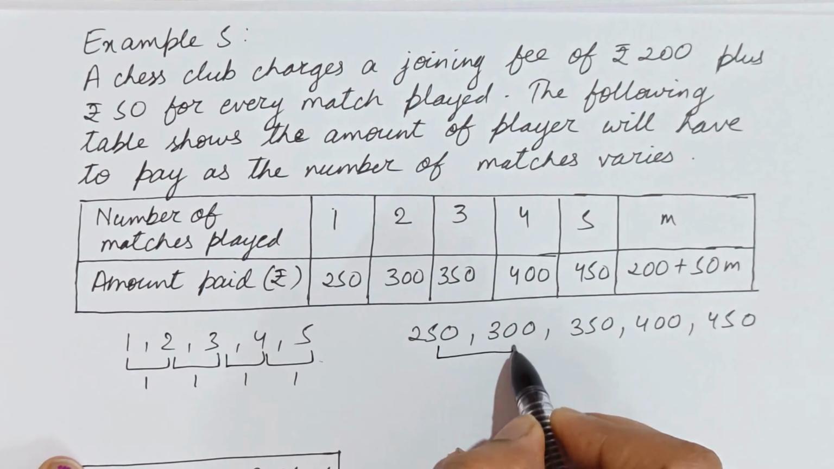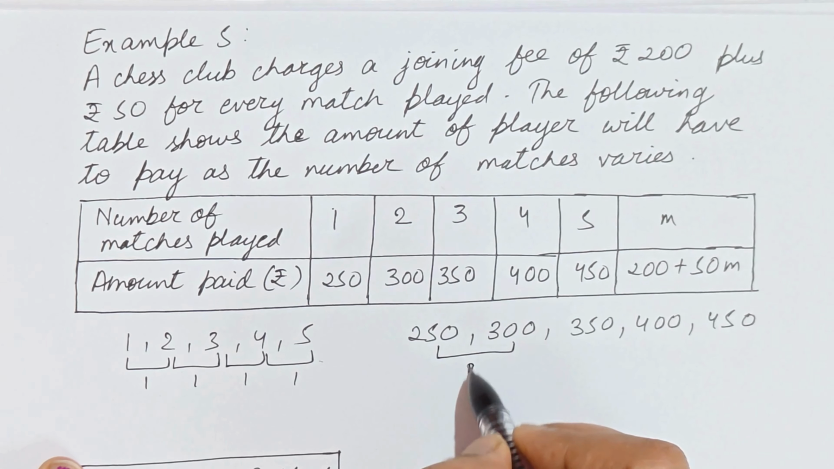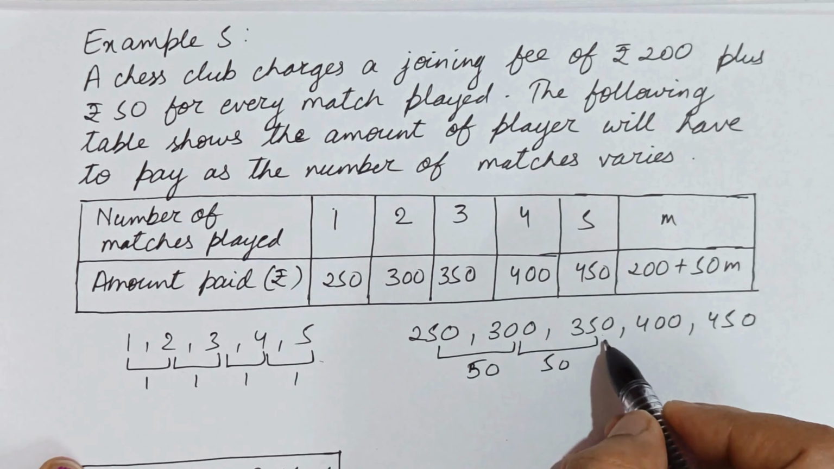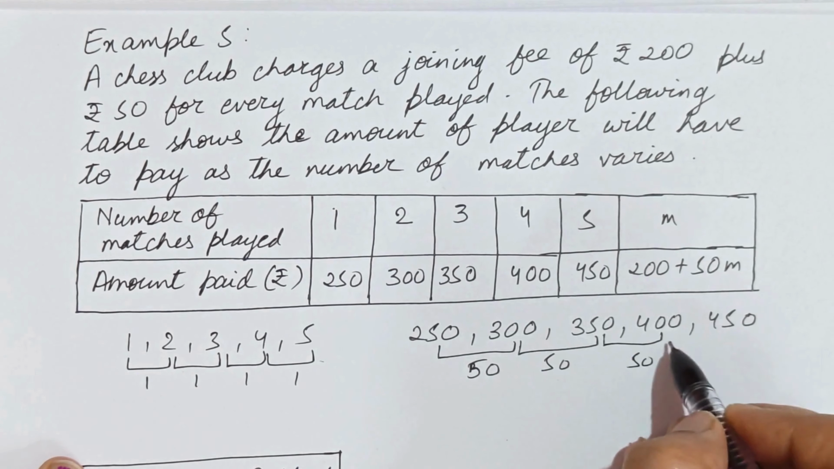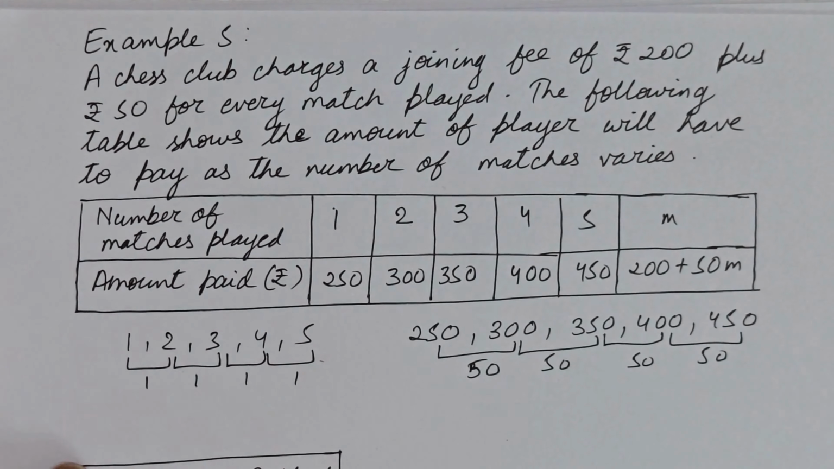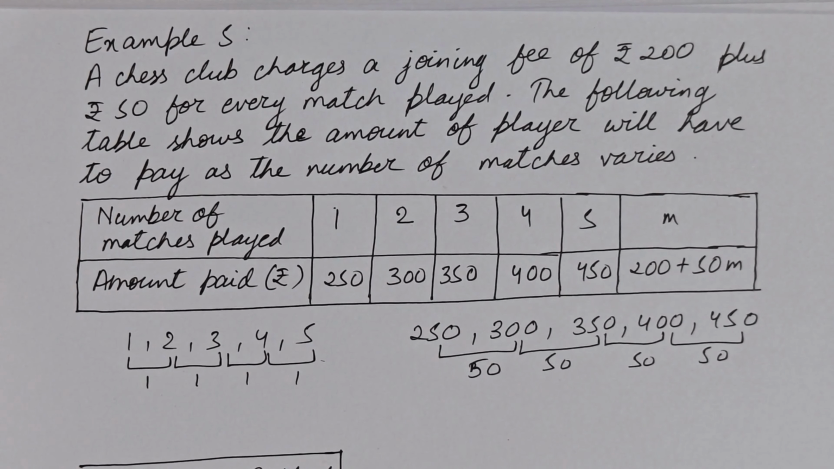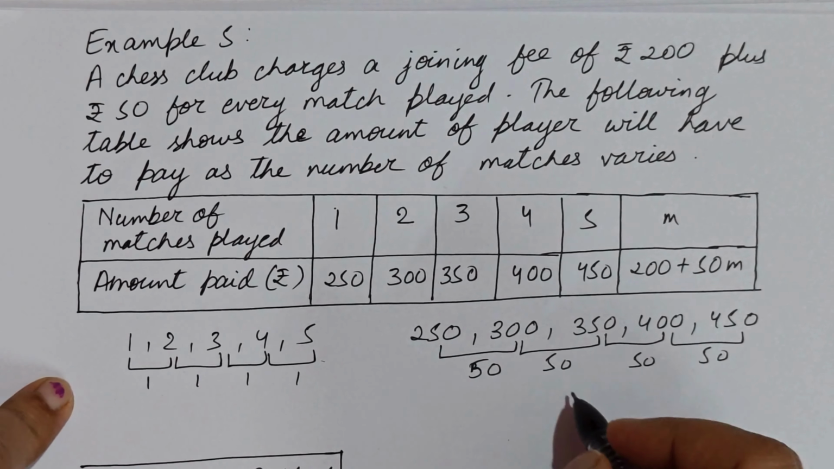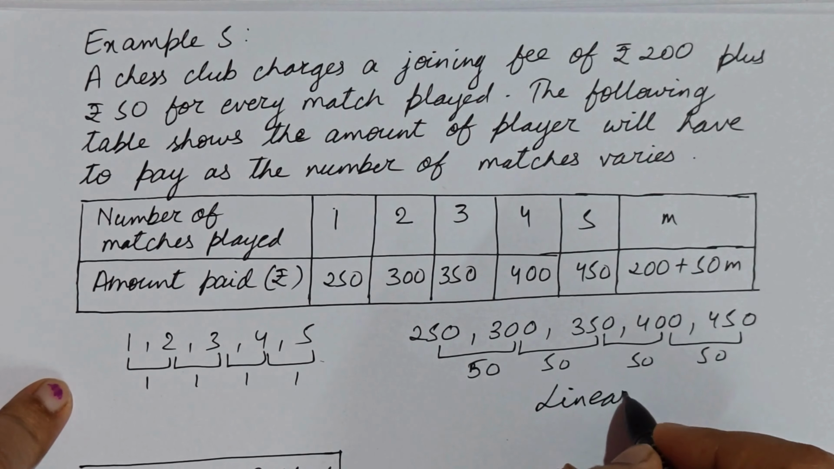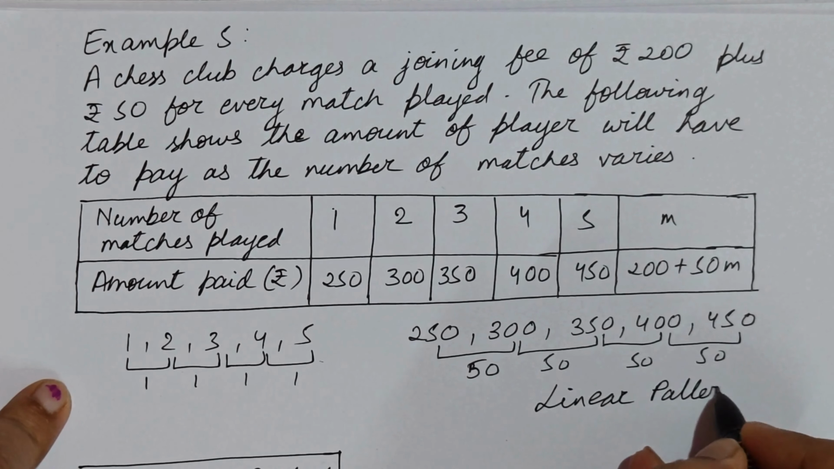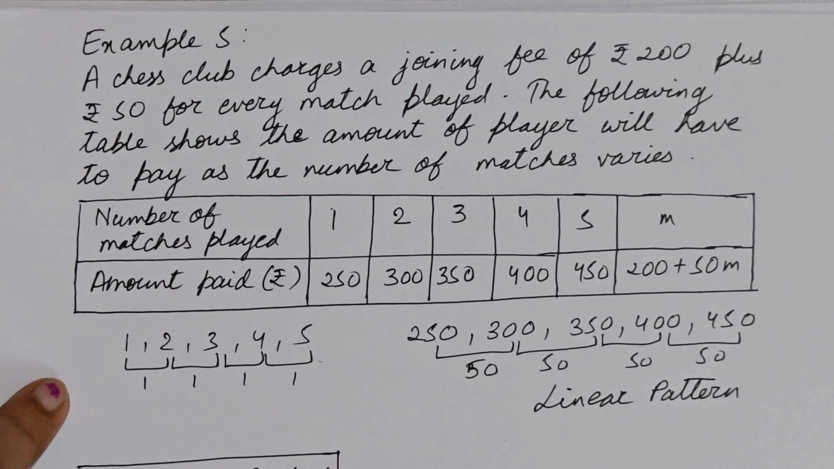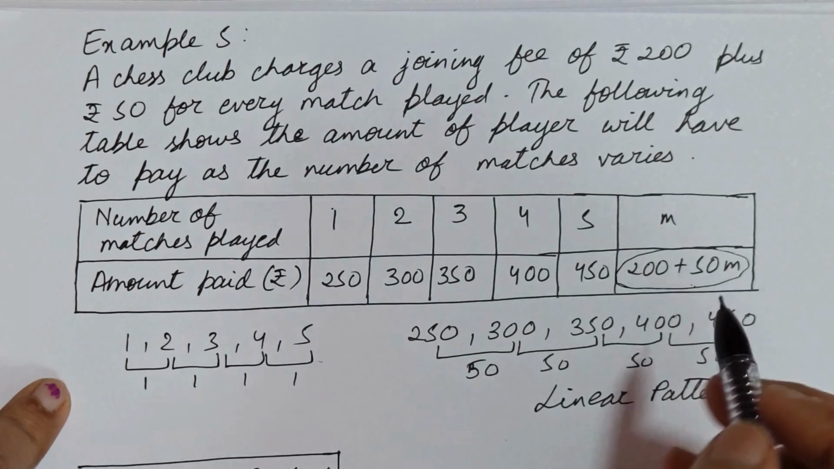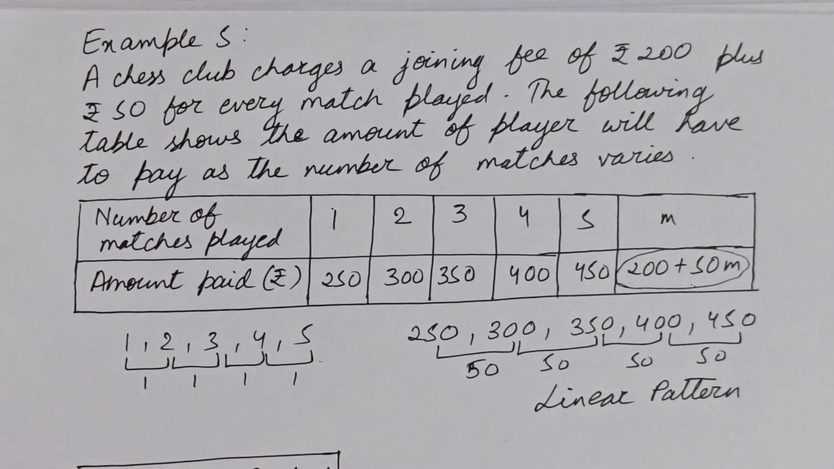Here you can see the difference from 250 to 300 is 50 rupees. From 300 to 350, the difference is again 50 rupees. Again 50 rupees. Again 50 rupees. This simply shows a pattern. This is again a linear pattern. This is a linear polynomial.